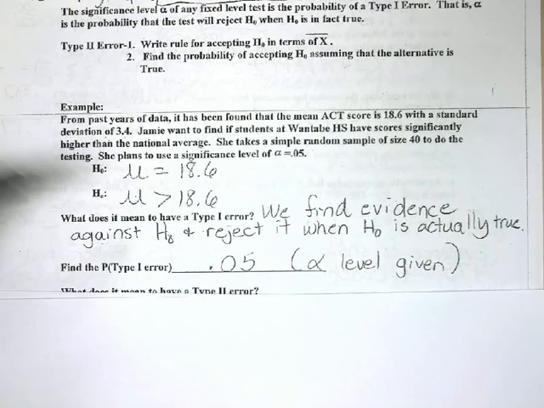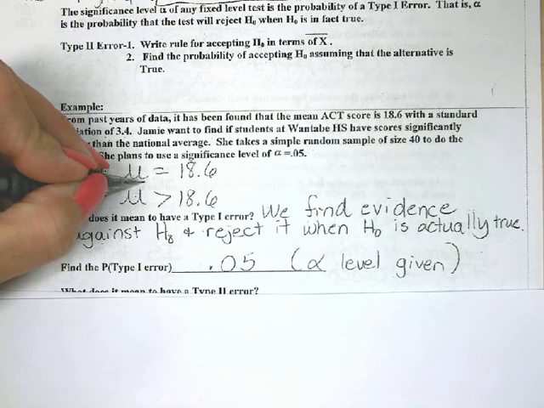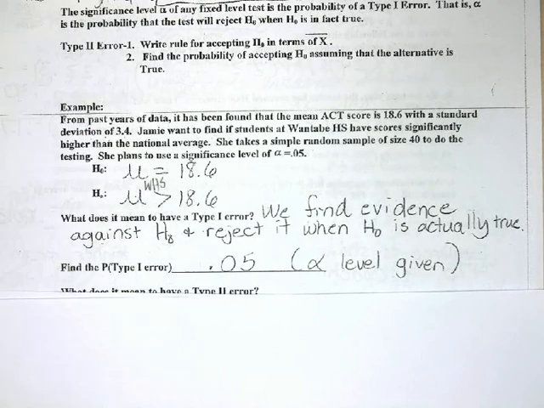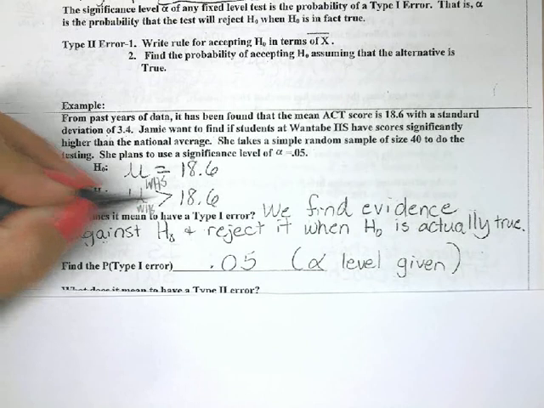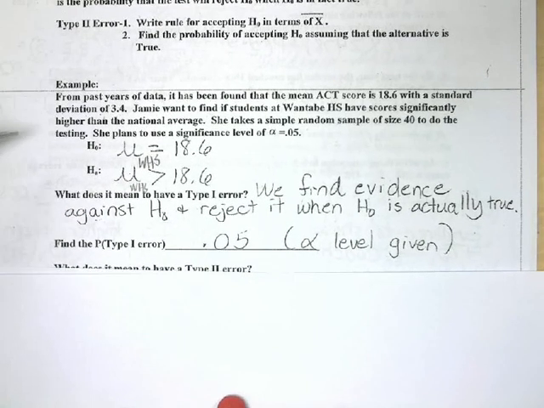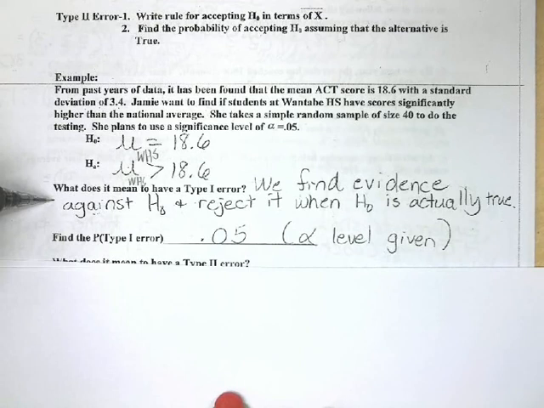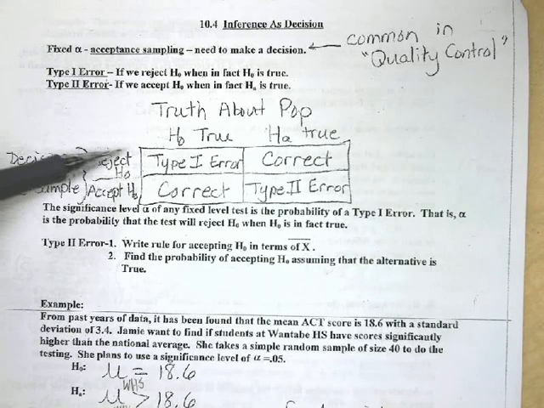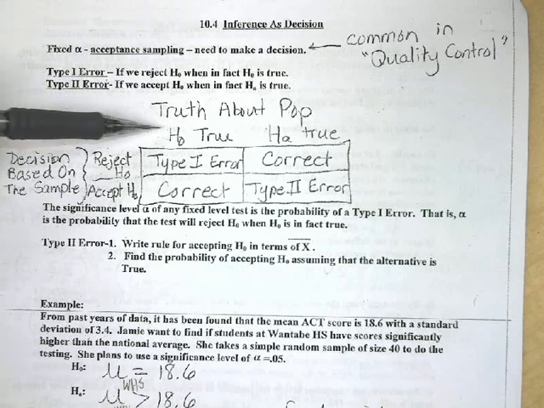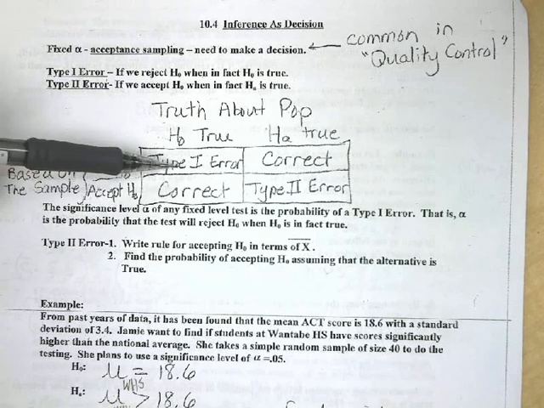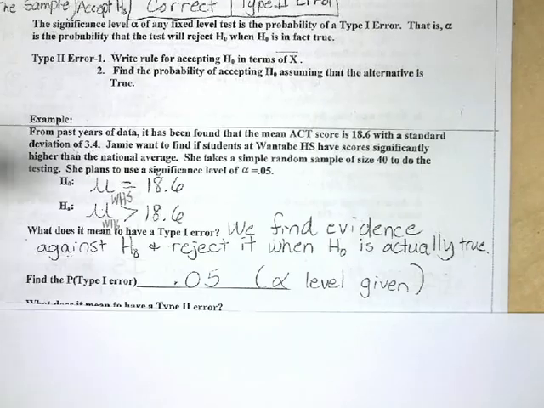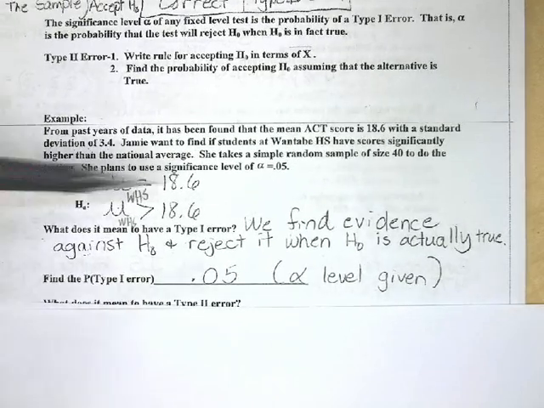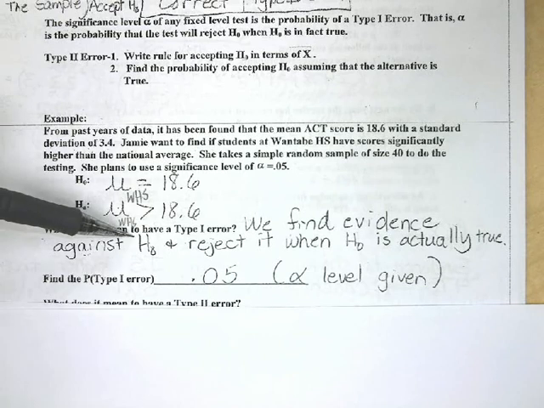First of all, she would be assuming that Wannabe High School has a mean that's no different from the national average, and alternatively, that the mean is higher than the national average. Now, what would it mean to have a type 1 error? A type 1 error, remember, takes place if the actual null is true, however, you get some sample that causes you to reject it. So a type 1 error would be that we find evidence with an X bar that would tell us that the null is not true, causing us to reject it.